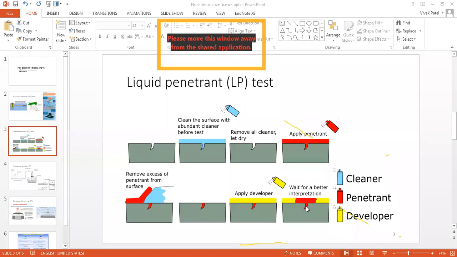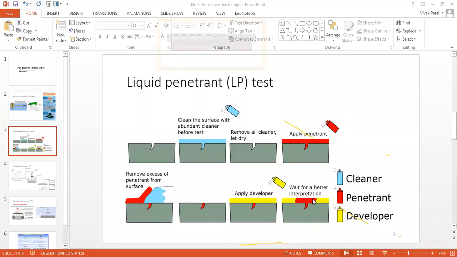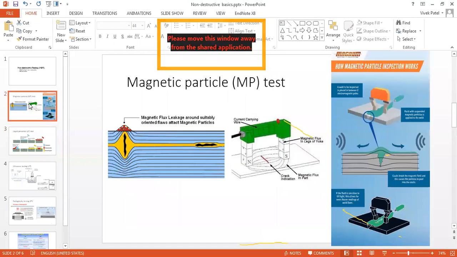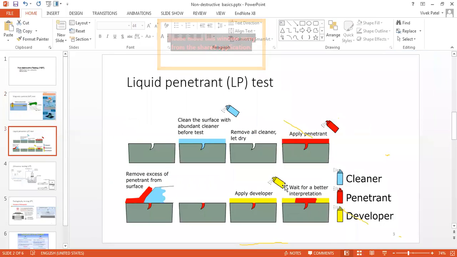But this defect is a surface defect. And you can see this, the way the developer works, it's a mechanism of capillary action. So you will have this color contrast. Similar to the previous testing, magnetic particle inspection, LP test also cannot detect the cross-section defect. But here, the type of material to be tested is not an issue. In magnetic particle inspection, only ferrous material can be tested. Here, that is not the limitation. So you can test ferrous as well as non-ferrous materials.